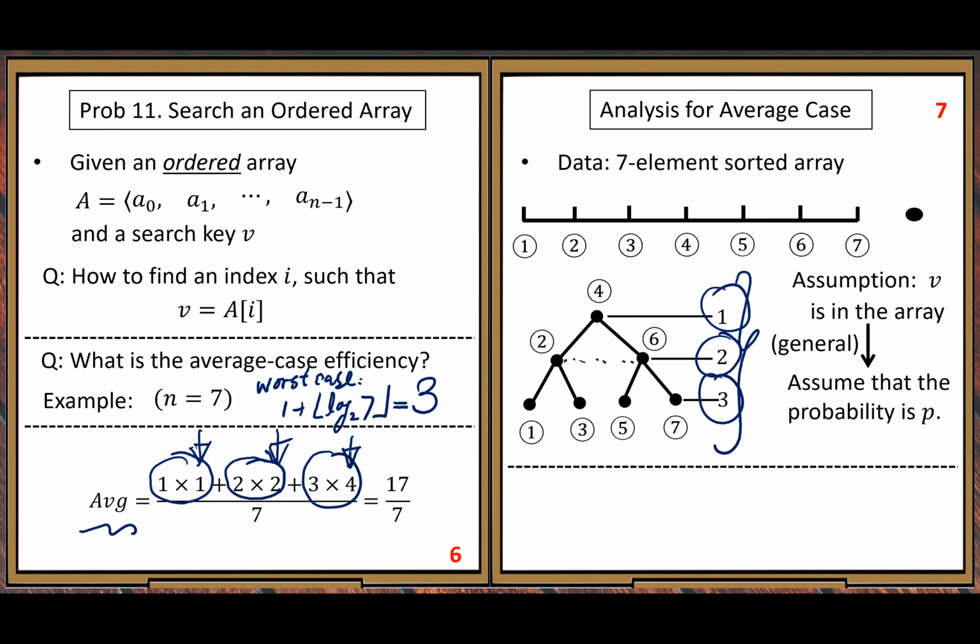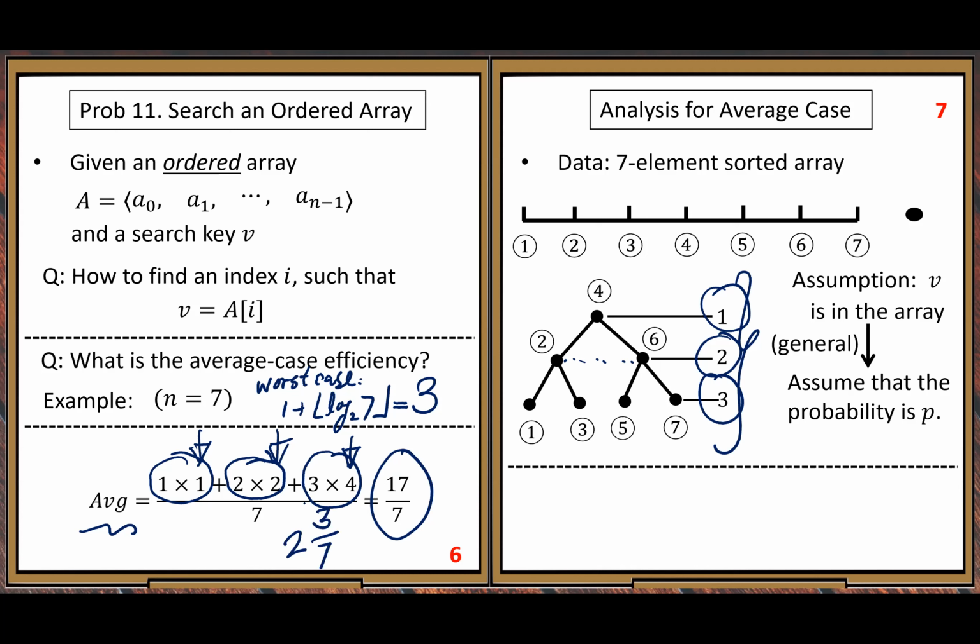These 3 subtotals, you add them up. That's the total. Then you divide it by 7. There are 7 cases. So the average number of comparisons is 17 over 7. If you write this as a mixed number, it's 2 and 3/7.